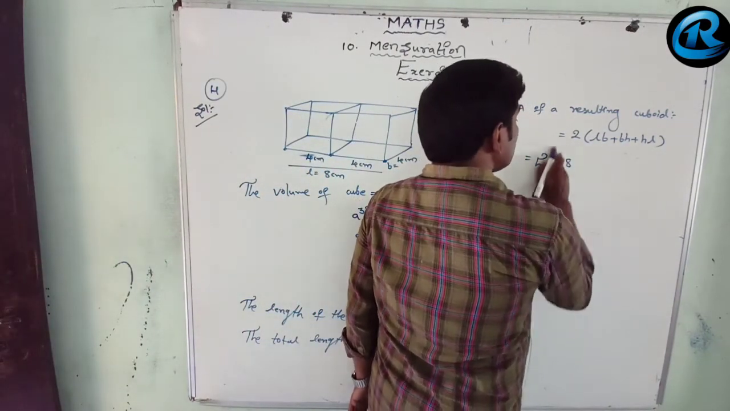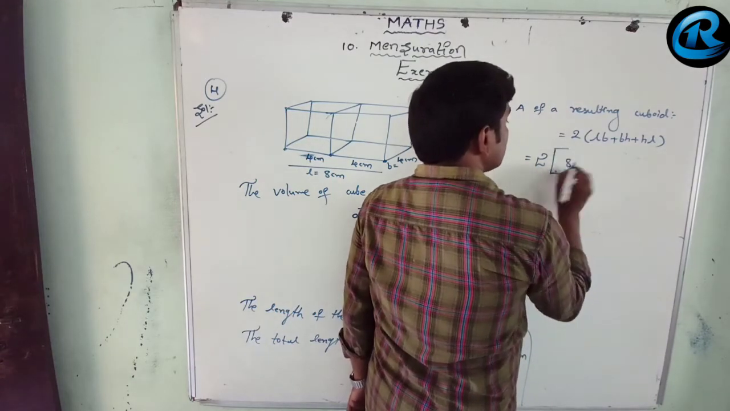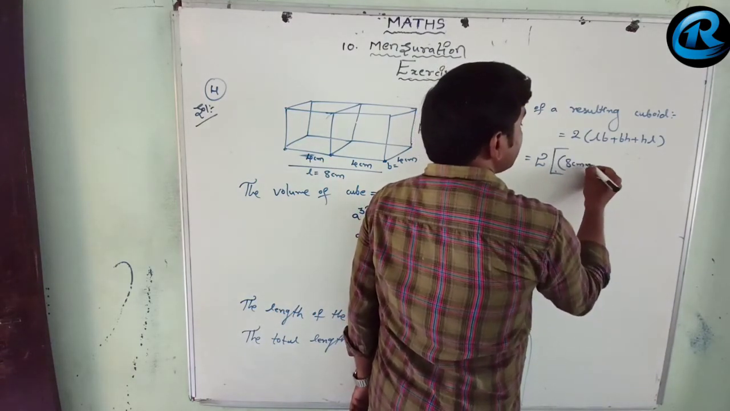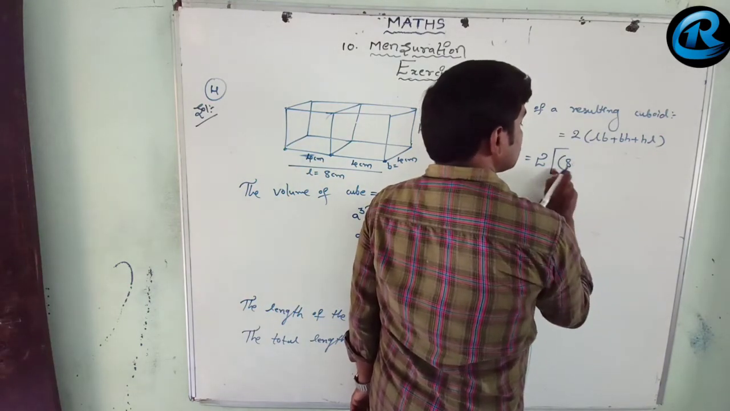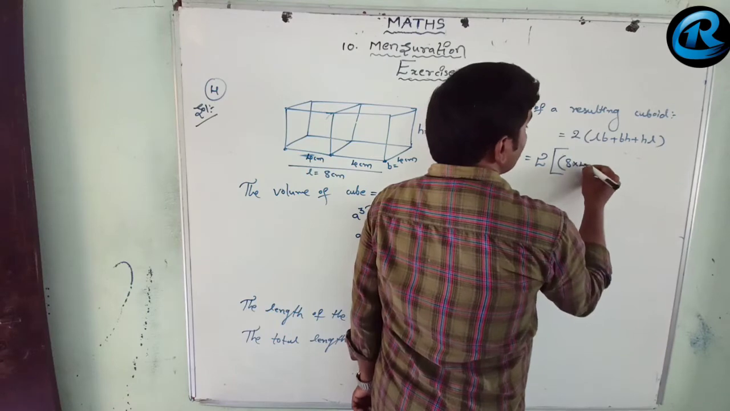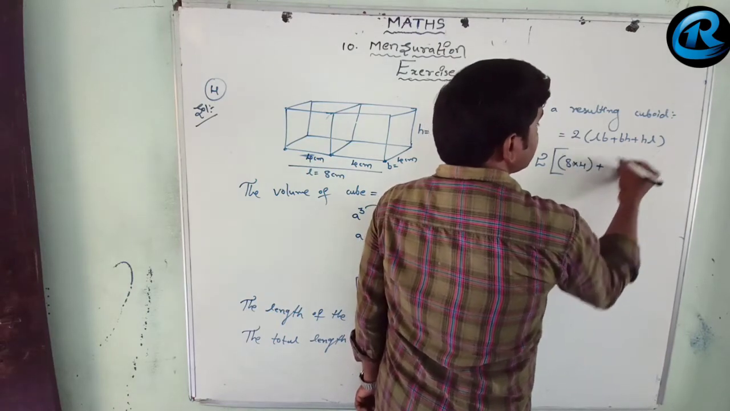So here 8 centimeter into 4 centimeters. Okay, centimeters I will write at last. 8 into 4 plus B into H.